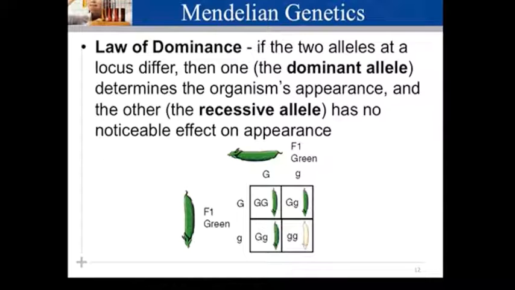Let's start with the law of dominance. When Mendel crossed F1 pea pods, he noted yellow pods in the F2 generation. The green allele had masked the expression of the yellow pod color in the F1. The yellow pod color could be expressed in the F2 generation when the recessive allele from one parent combined with the recessive allele from the other parent. Dominant alleles are those that mask the appearance of other alleles.